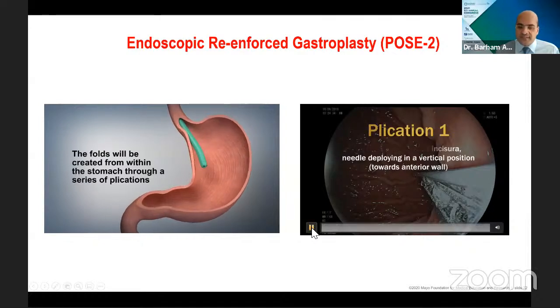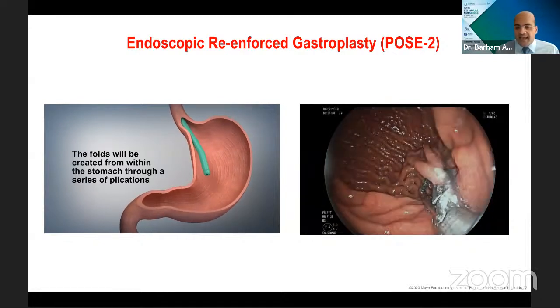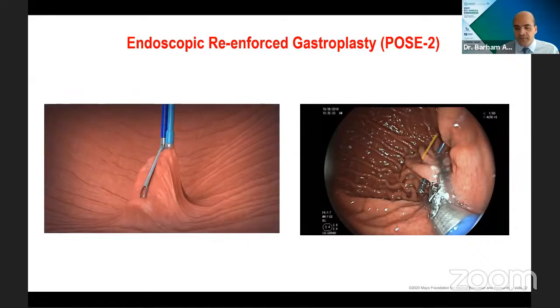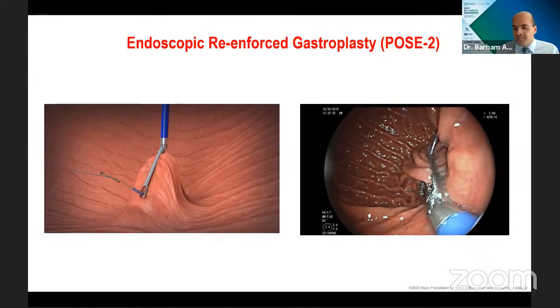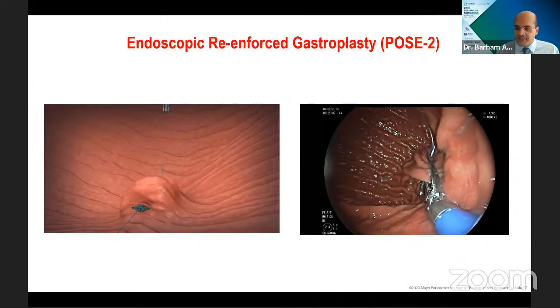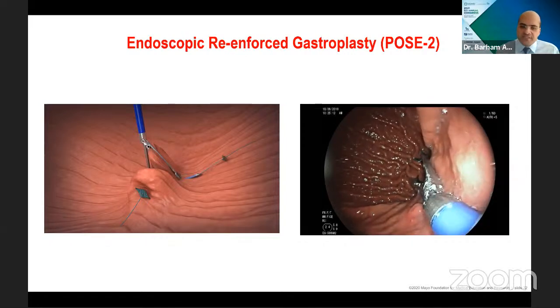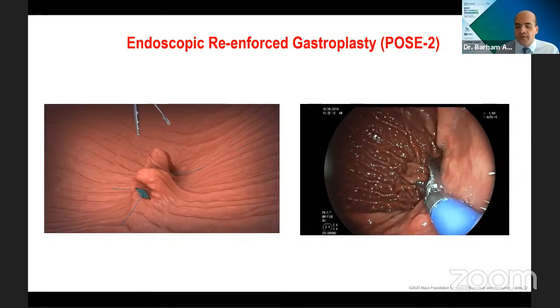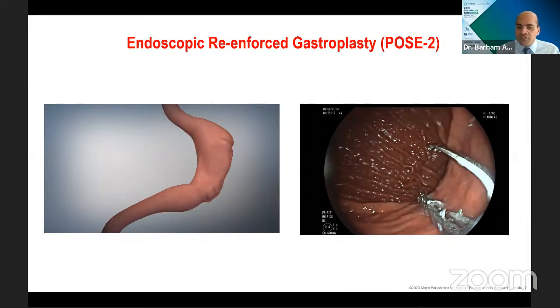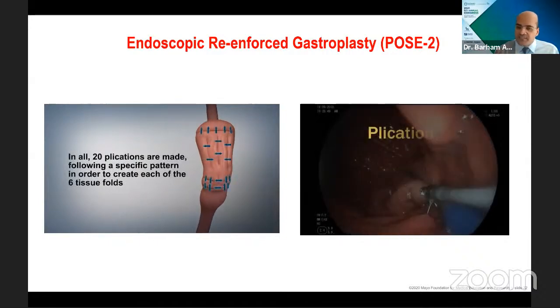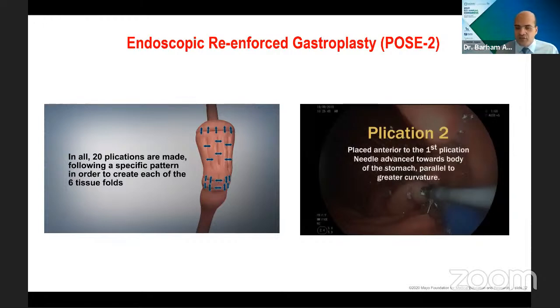This is how the procedure goes. It starts with this transport device, and we start the plication at the level of the incisura. Again, each plication reduces the stomach by about 7 centimeters, and we introduce about 20 plications. Each plication takes about 20 seconds to perform, so the average length of this procedure has been about half an hour or so.